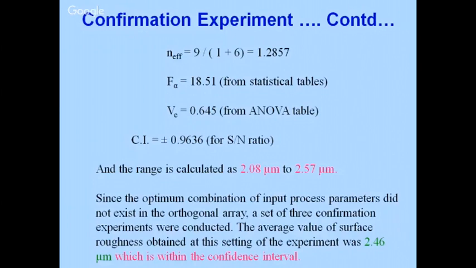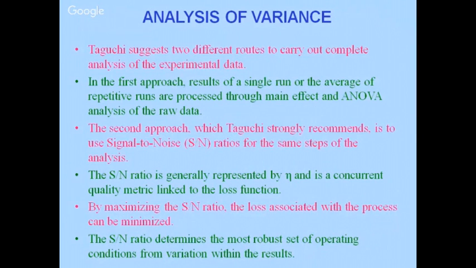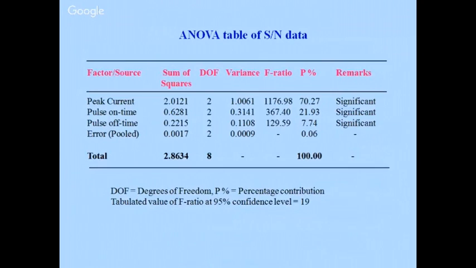That is one. Then let us come to the ANOVA table also; I'll spend 5 minutes on it. Analysis of variance. Taguchi suggests two different routes to carry out the complete analysis of experimental data. We can do ANOVA on raw data also, and we can do ANOVA on SN data also, but preferably we will do it on SN data. Okay, so I have done that. These are the factors I have taken: peak current, pulse on time, pulse off time, error.